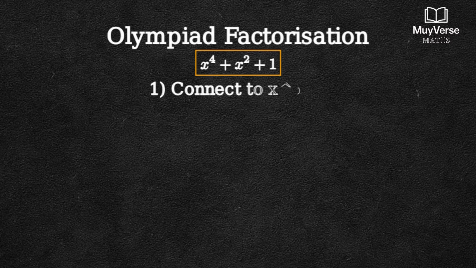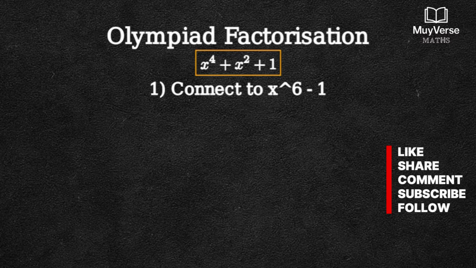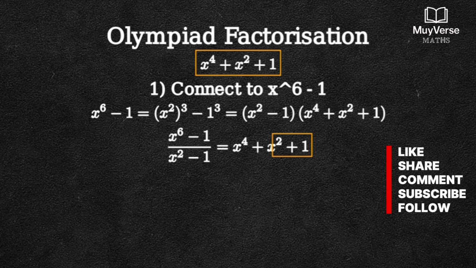Write x^6 - 1 as (x^2)^3 - 1^3. This equals (x^2 - 1)(x^4 + x^2 + 1). Therefore, our target equals the fraction (x^6 - 1) over (x^2 - 1).